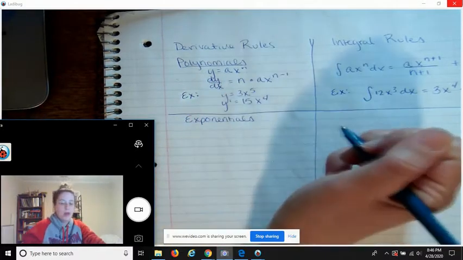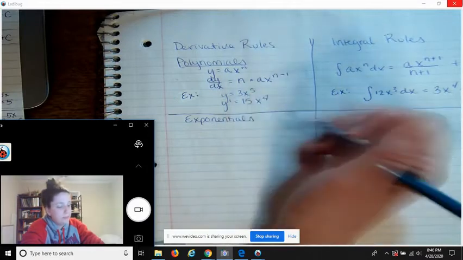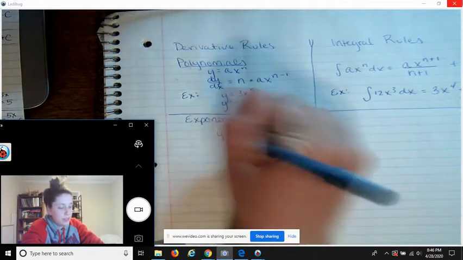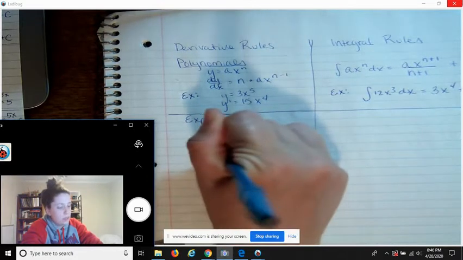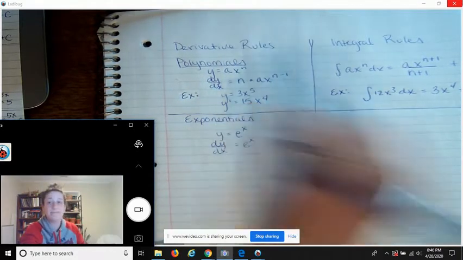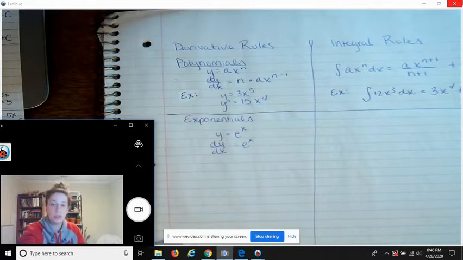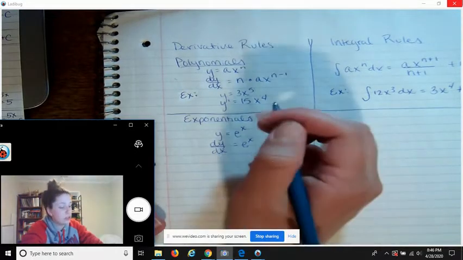Okay. So if you are given y equals e to the x, our dy/dx should be equal to e to the x. All right. This only gets tricky when we have the chain rule, which I'll do an example of.